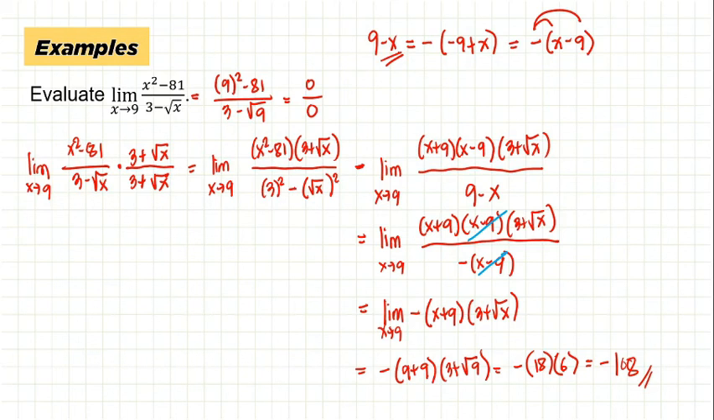So that ends our lesson for the limits of the expression 0 over 0. Again, you just do factoring or rationalizing.